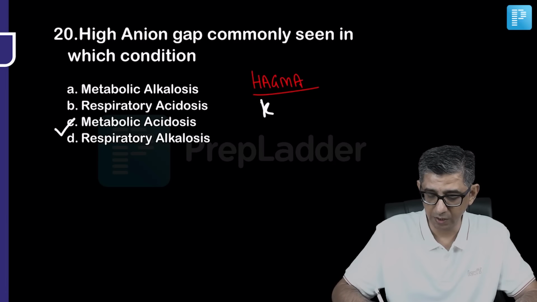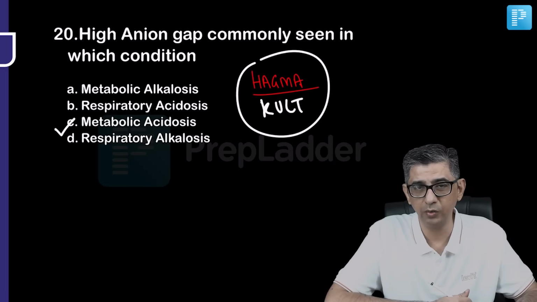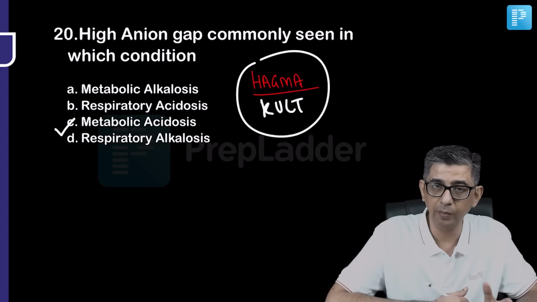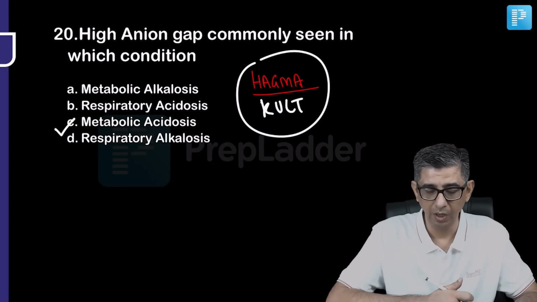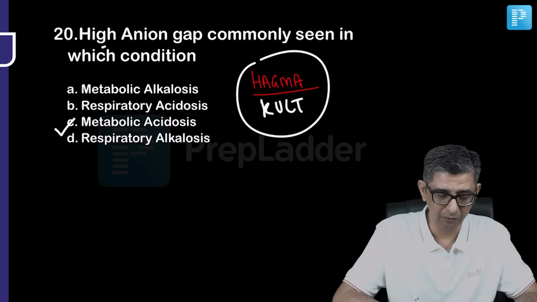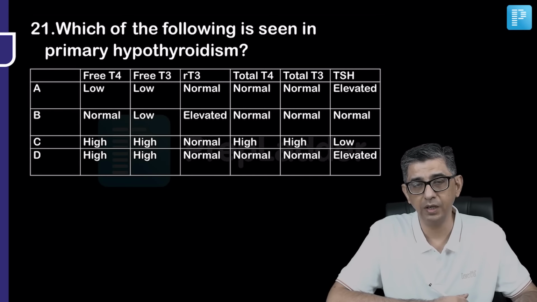Like one of the mnemonics that I mentioned to describe HAGMA would be ketoacidosis, uremia, lactic acidosis, and toxins. So you can go through in the main section of the app, HAGMA and NAGMA, that is normal anion gap versus high anion gap metabolic acidosis. But this was, I think, again one of the easier questions, which explains why the strike rate of students was good, and even the score cutoff went a little higher.